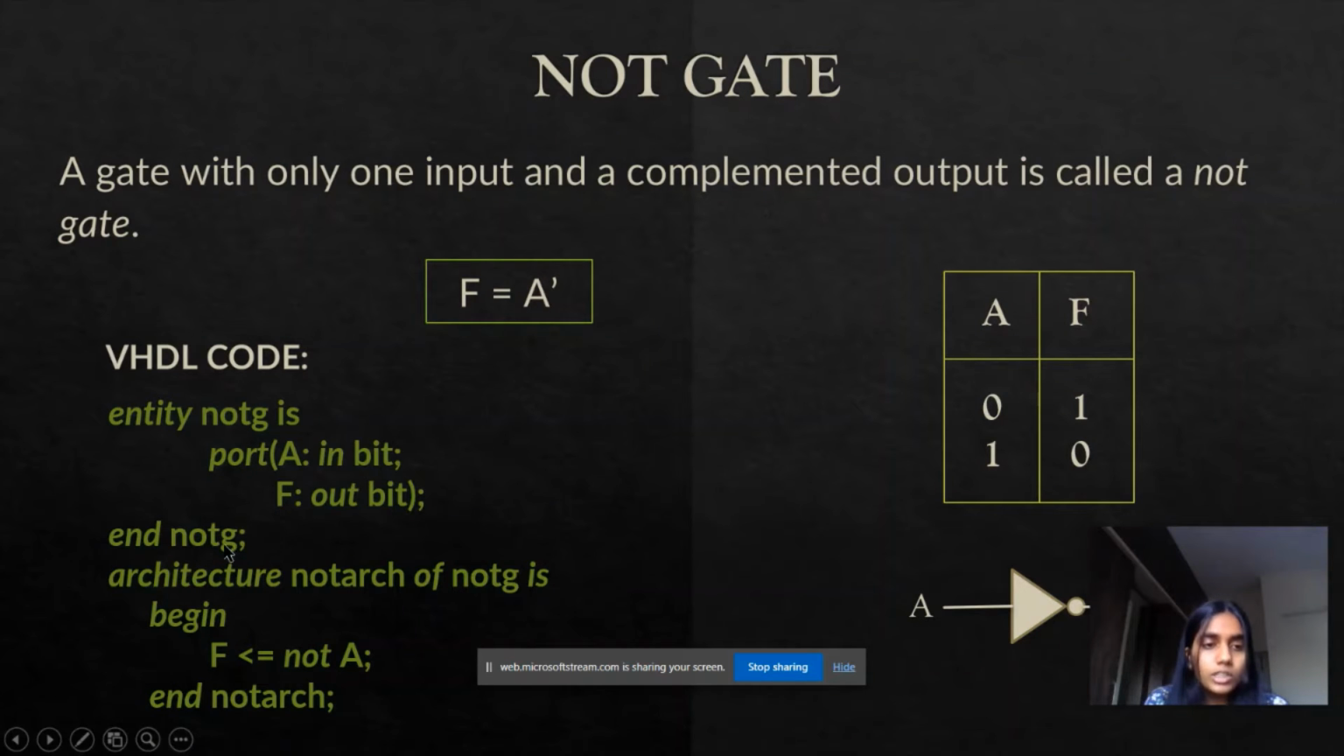Now coming to the architecture part of the VHDL code. Architecture notarc of notG is, begin. notarc is the architecture name that I have taken here, and notG is the entity name. We use the keyword begin. F less than or equal to not A. This ends with a semicolon and end notarc.